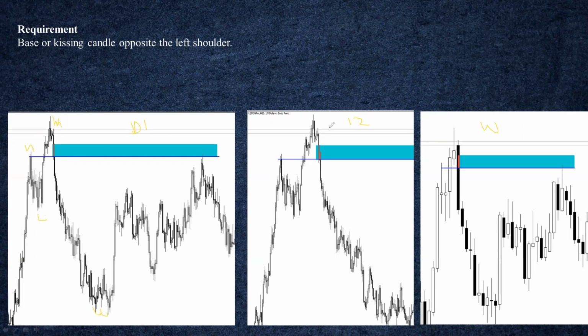Now on the 12-hour chart, we have what? A base just opposite it. So we have a kissing candle opposite it. And know that to confirm a kissing candle, or a hidden base, you want to go to a time frame lower than that to find if there is a base. So from daily, we went to 12-hour to find the base just opposite the Quasimodo. Then on the weekly chart, we confirmed the engulfing at the head. So boom.